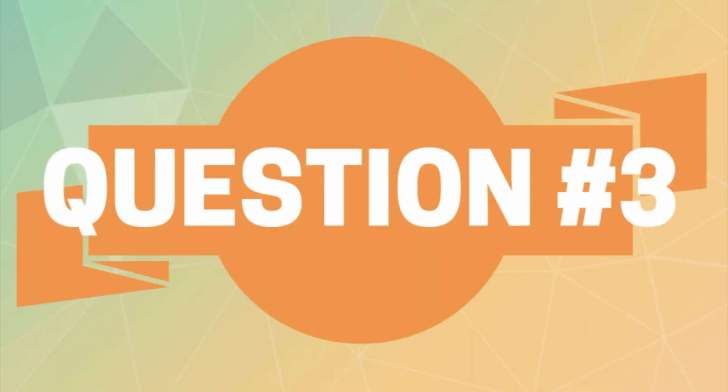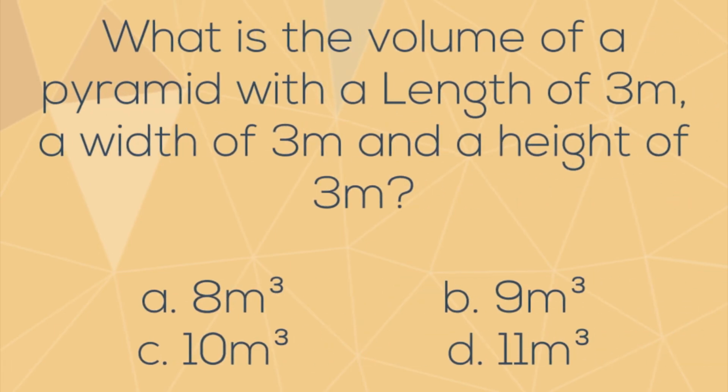Question number 3. What is the volume of a pyramid with a length of 3 meters, a width of 3 meters, and a height of 3 meters? A. 8 cubic meter, B. 9 cubic meter, C. 10 cubic meter, or D. 11 cubic meter? You may start answering now. Boards up. The correct answer is letter B, 9 cubic meter.